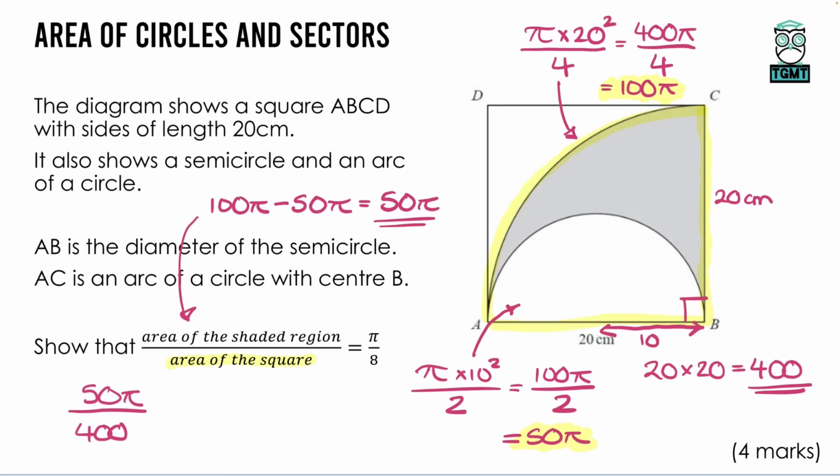Now that fraction is going to need simplifying, so to simplify this fraction, we need to think what we can divide the top and the bottom by. Now you might spot that they both divide by 50, and if you do, that is going to simplify it in one step. But don't feel like you need to, you could divide by something else. There we go, there's me jumping steps already. So we're going to divide by 50, which leaves us with 1 pi on the top, and 400 divided by 50 is 8. And there we go, that's what it wanted us to show, that the area of the shaded region over the area of the square was equal to pi over 8. And there we go, there is a little bit of a circles problem and keeping things in terms of pi.